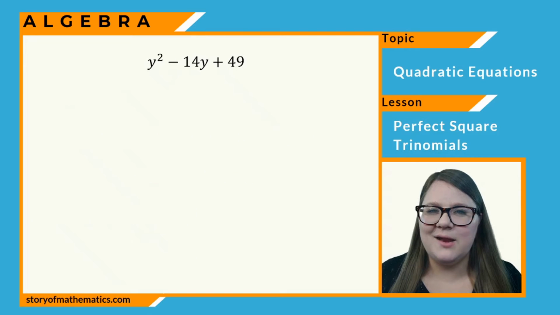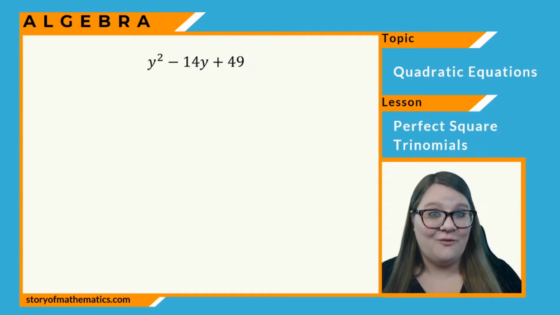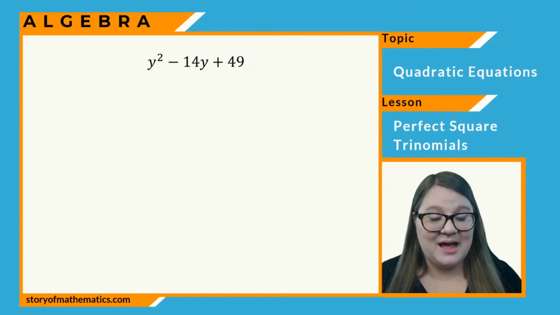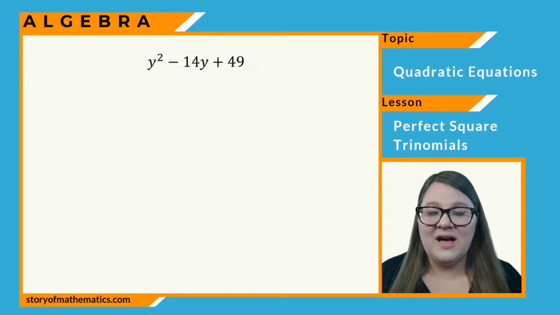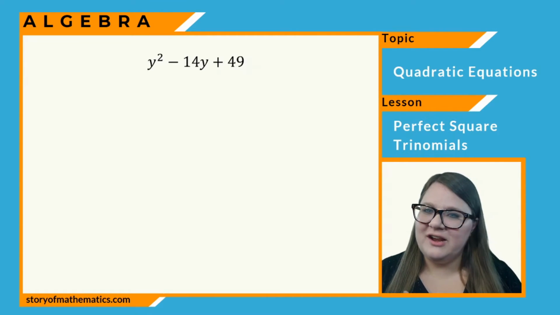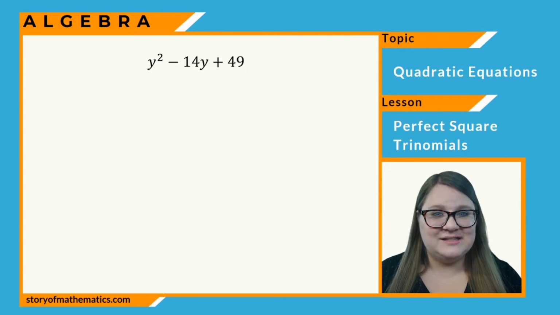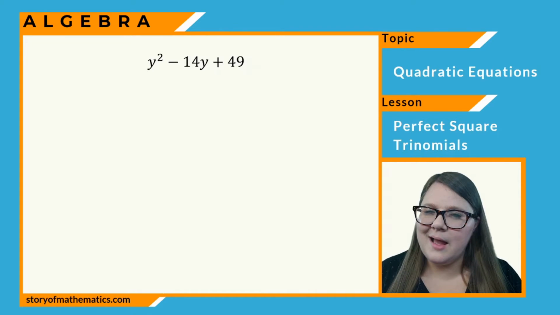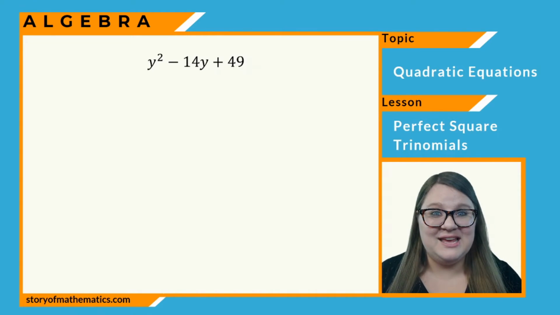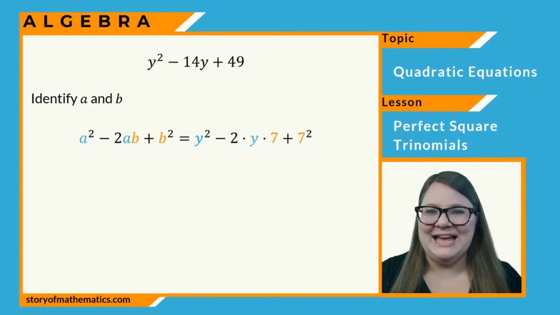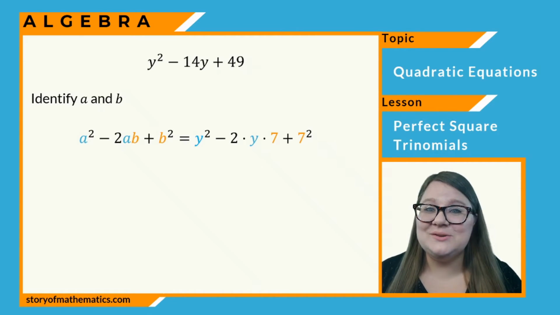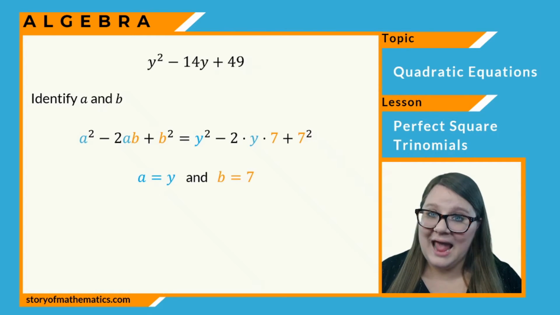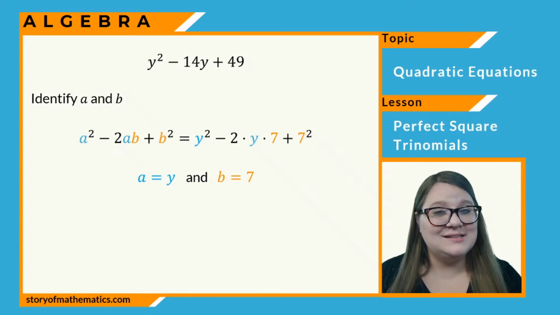Let's try this again with another question. Let's say I have y squared minus 14y plus 49. Well, I have y squared and I have 49. Now 49 is 7 squared. Can I break up that middle term into 2ab with a is y and b is 7? You know what? I can. It's y squared minus 2 times y times 7 plus 7 squared. So I can confirm my a is y and my b is 7, and this is a perfect square trinomial.